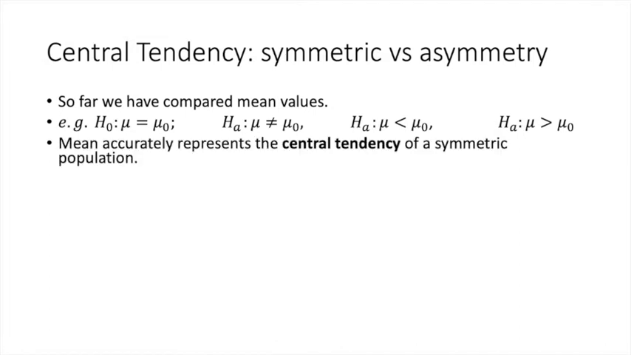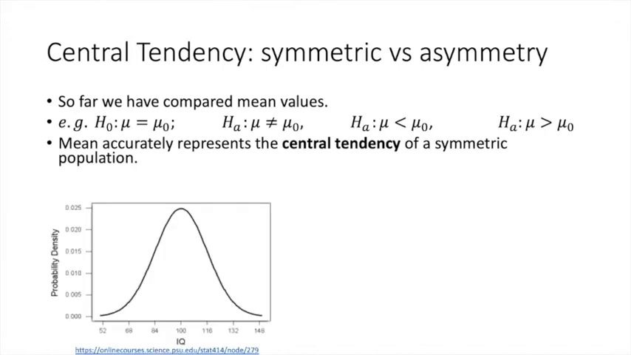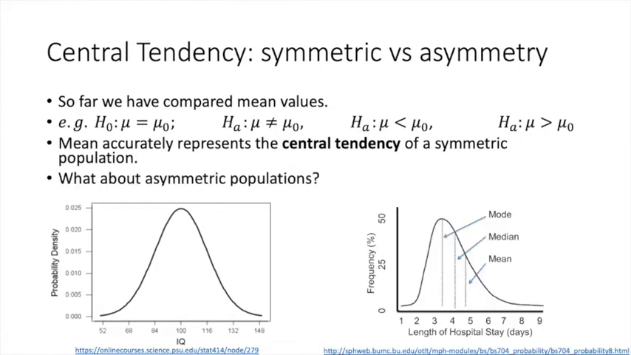Now, mean accurately reflects the central tendency of a symmetric population where mean and median are identical, such as in this figure. So we know that another symmetric population with a different mean will be different from this population. However, in an asymmetric population, the mean and median are different, and the median actually better represents the central tendency. So we must consider the mean.